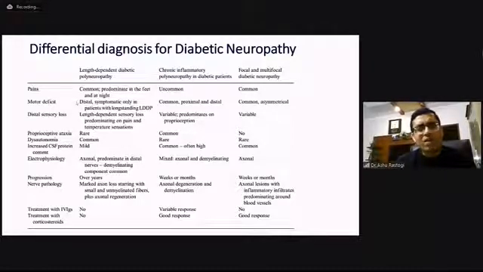Motor deficit, if at all present in DSPN or length dependent neuropathy, is usually distal. In CIDP, it is much more common and it's proximal. Mainly the thigh muscles would be involved so that the patient would not be able to get up from the sitting position. And in focal neuropathies, it is common, but it would be asymmetrical, present in one leg and not present in the other leg. Sensory losses are very, very common. They usually present with pain and temperature loss, and this is a variable presentation in focal neuropathies.